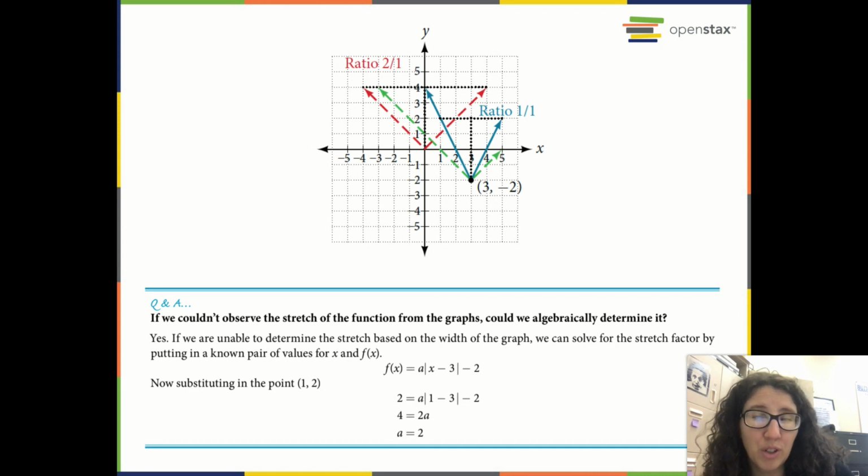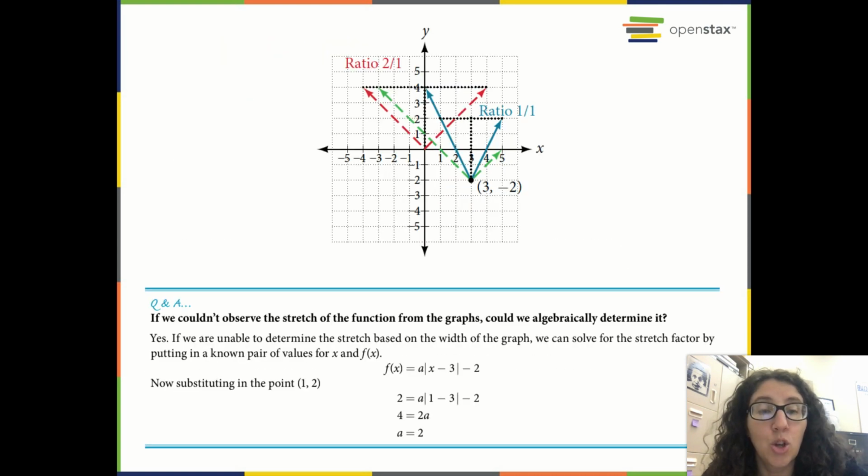So if you know there's a vertical stretch, but you're not sure what it is, you can use this method. You say, okay, the vertical stretch is a, choose a point on the function, plug those values in for x and y, and then solve for your variable. So that will always work.